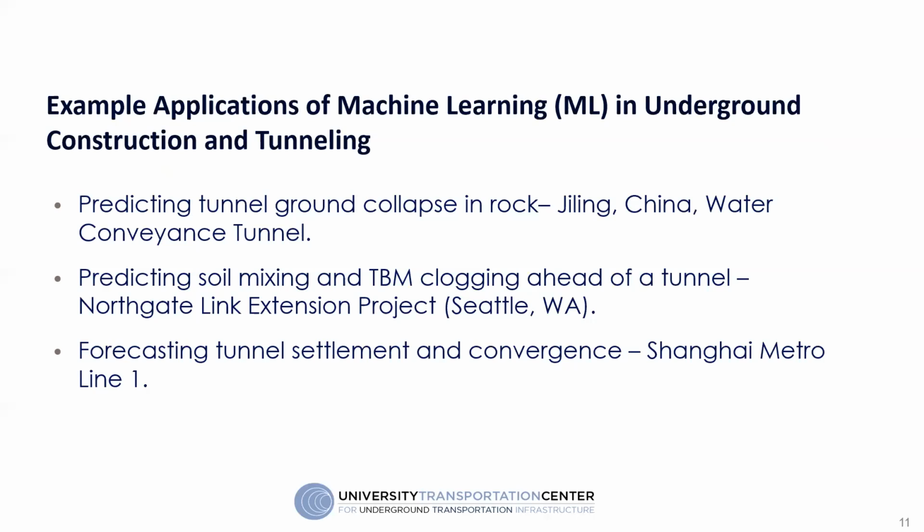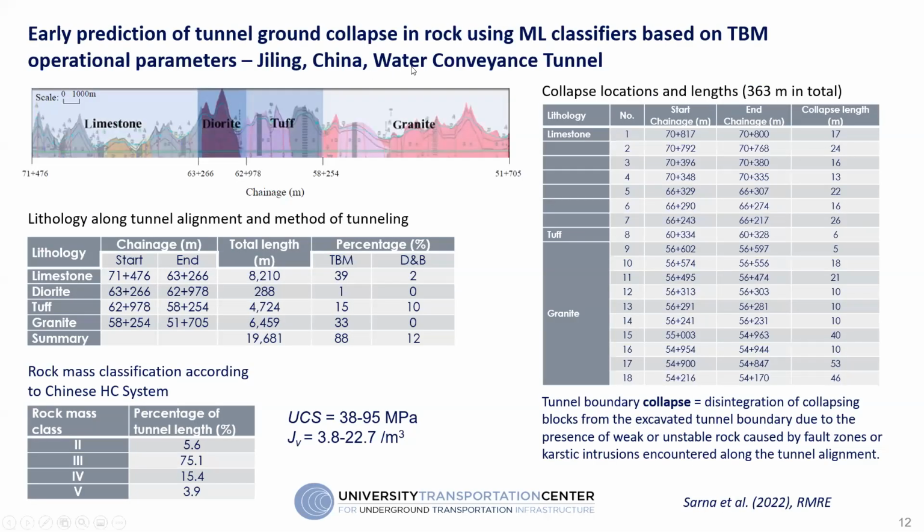Okay, I will present 3 problems to show you how we use machine learning. The first is predicting tunnel ground collapse in rock, in the Jilin water conveyance tunnel in China. The second is predicting soil mixing and TBM clogging ahead of a tunnel in the Northgate Link Extension project in Seattle, Washington. And the third project is forecasting tunnel settlement and convergence in the Shanghai Metro Line #1.